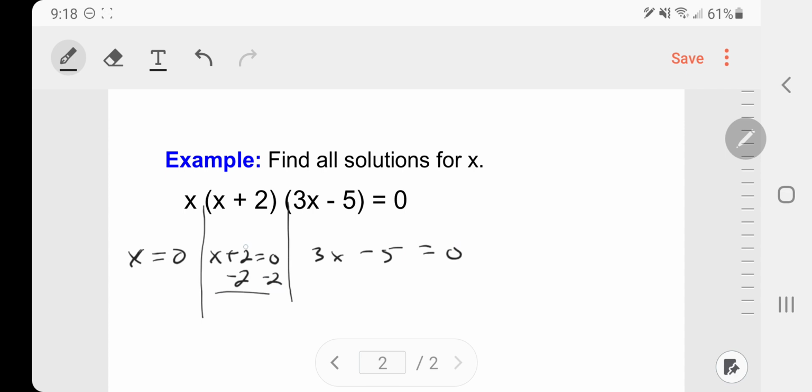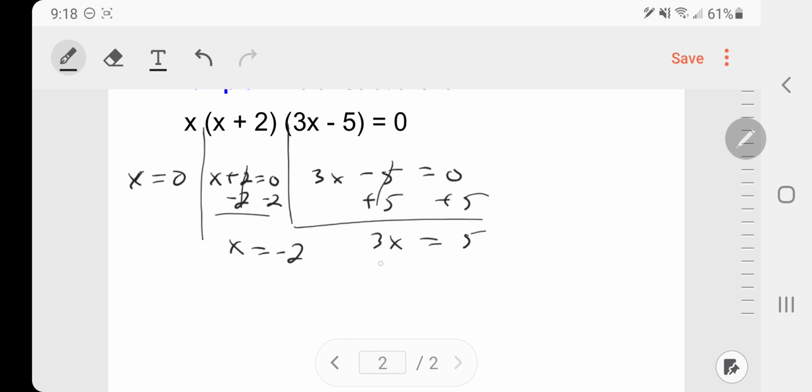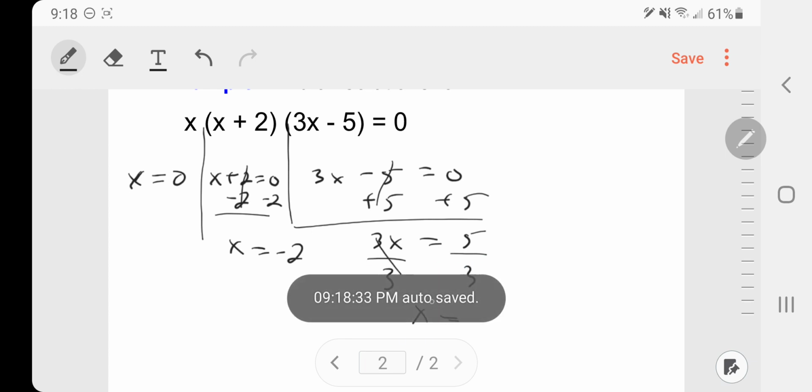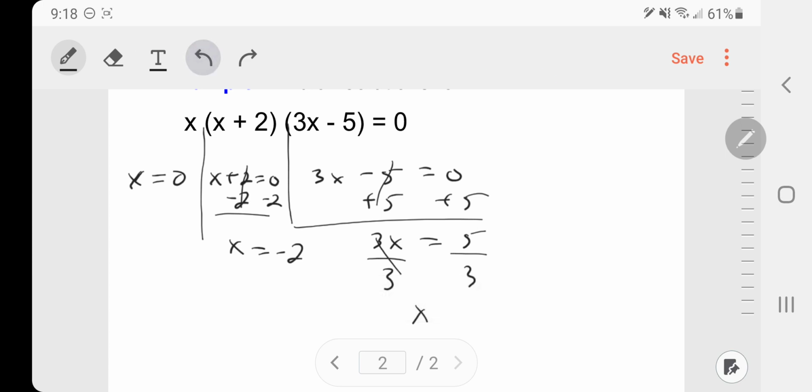All right, so the first one I subtract 2 on both sides. I get x equals -2. And in the last one, I start by adding 5 on both sides. I get 3x equals 5. And then divide by 3, and I get x equals 5 over 3.